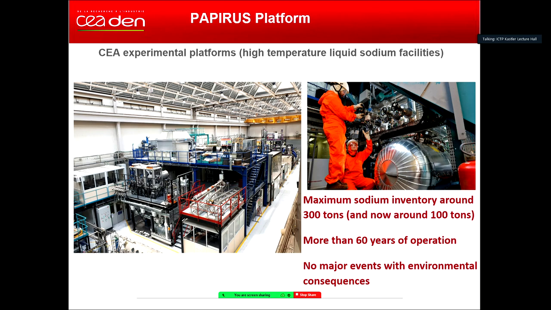This is a large platform equipped with many experiments dedicated to various applications. As I told you, to test heat exchangers, to test the pump, to test in-service inspection, to test cleaning, assisted cleaning process, and so on. We have a maximum amount of inventory in this facility of 300 tons, and now around 100 tons. Other is stored. We have more than 60 years of operation of this platform since the beginning to support Rhapsody, Phoenix, Super Phoenix. And we didn't have any major events with environmental consequences. Okay, so it means that sodium is not so, is not the devil.